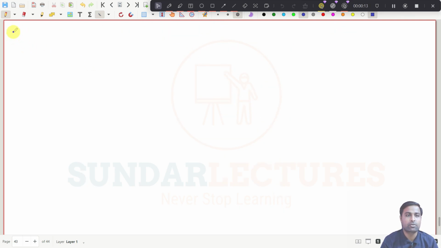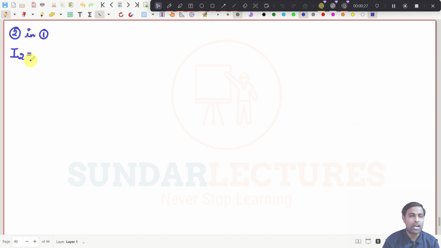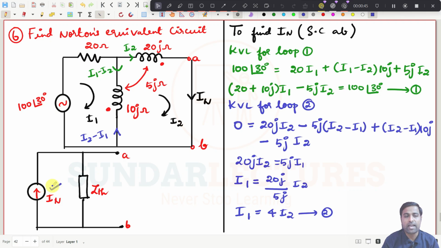I will write the answers in the next one. Put equation number 2 in equation number 1, and if you do so, you will get I2, which is nothing but IN, right? So I2, which is equal to IN, I am getting it to be 1.145 at an angle of 6.52 degrees amperes, right? See here, I found the value of IN.